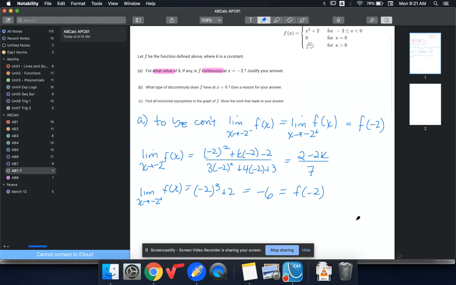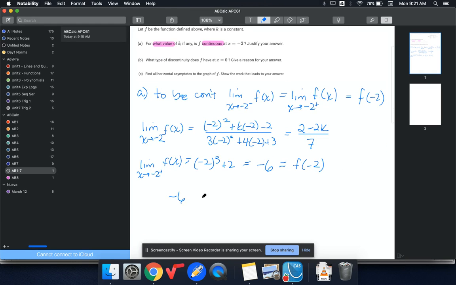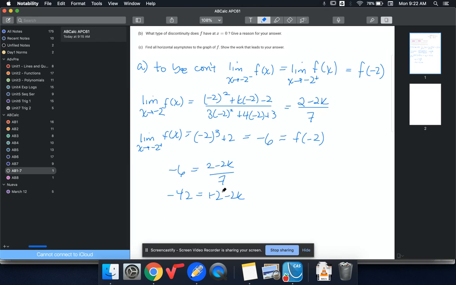So now, to be continuous, I need -6 to equal 2 minus 2k over 7, so I'll just solve that. I get -42 is 2 minus 2k. Oops, that's a positive 2. So then I would get -44 over there. -44 divided by -2 is going to give me positive 22 as my k value. So that's what I need to be continuous.